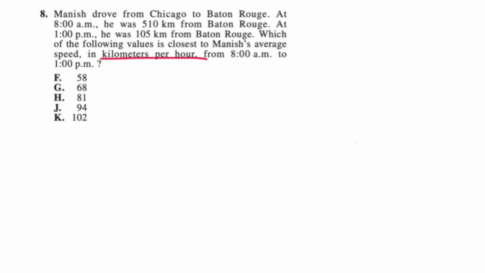So the problem is looking for kilometers per hour. Let's first figure out how many kilometers he drove. So his first distance was 510, and then later it was 105. If we subtract those or find the difference, that will tell me how far he drove. So 510 minus 105 is 405. So that's how many kilometers.